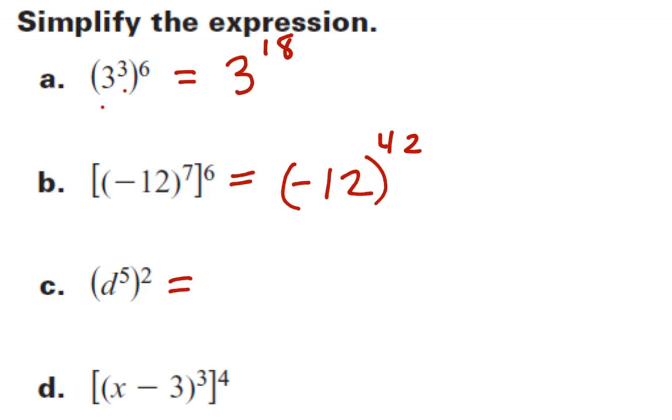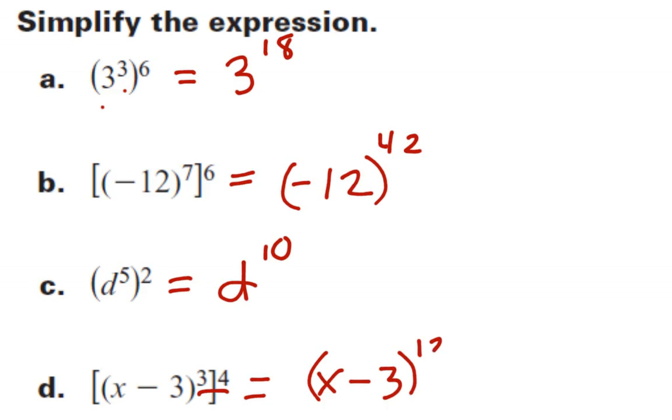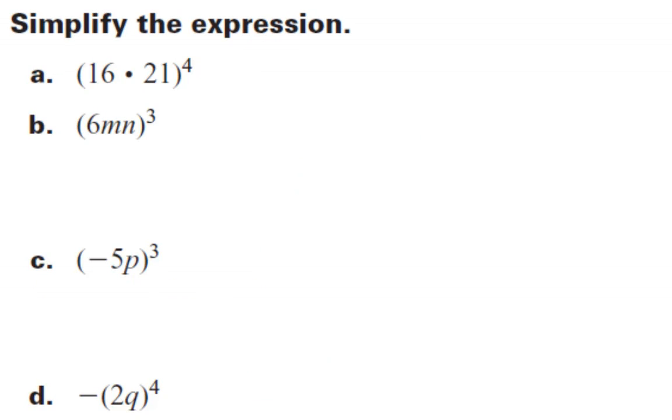D to the 5th squared is the same thing as d to the, do you know? 10th. That was a bad 0. That's supposed to be a 0 there. And then x minus 3 to the 3rd to the 4th is the same thing as x minus 3 to the 12th. Leave the base alone. Don't change anything inside the base. And it's just these that are getting multiplied together to make the new exponent a 12.